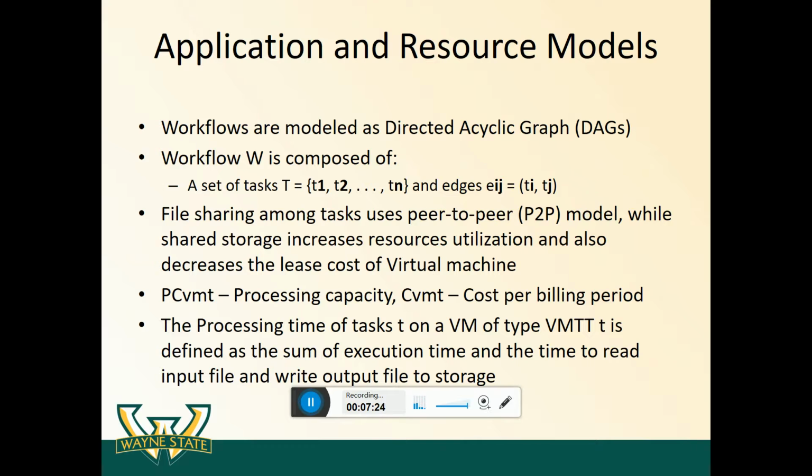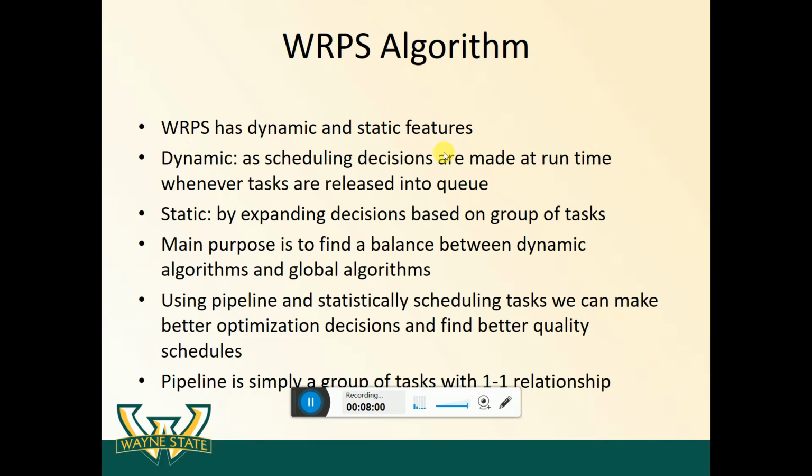VMs are leased on demand and charged per billing period. VMs are modeled in terms of processing capacity PC_VMT and cost per billing period C_VMT. The processing time of task T on a VM of type VMT is defined as the sum of execution time and the time to read the input file and write the output file to storage. Now let's look at the WRPS algorithm.